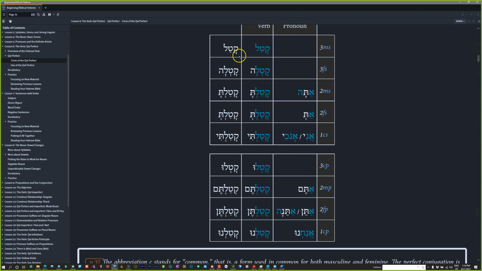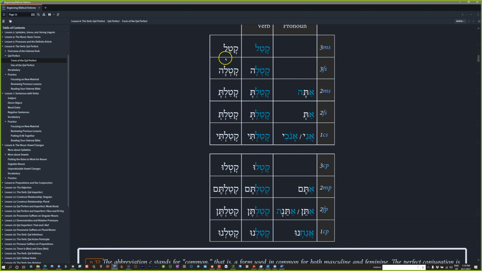So we have katal, katala, katalta, katalt, katalti, katalu, kataltem, katalten, katalnu. And you can hear when I get into the plural, I'm going pretty straight through. Katalu, kataltem, katalten, katalnu. Whatever syllable is accented in the form, that syllable is on a downbeat. And that's what establishes the rhythm for you.